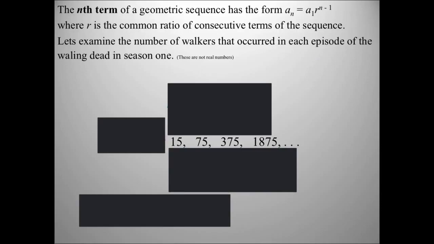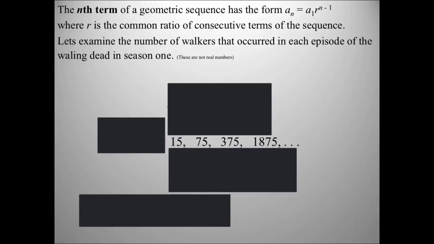Now that we know what a geometric sequence is, we can come up with the formula for a geometric sequence. And you may have identified this from the activity using Desmos, but our formula is going to be a sub n is equal to a sub 1 times r to the n minus 1 power. R is going to be your common ratio, and a sub 1 is going to be the first term.